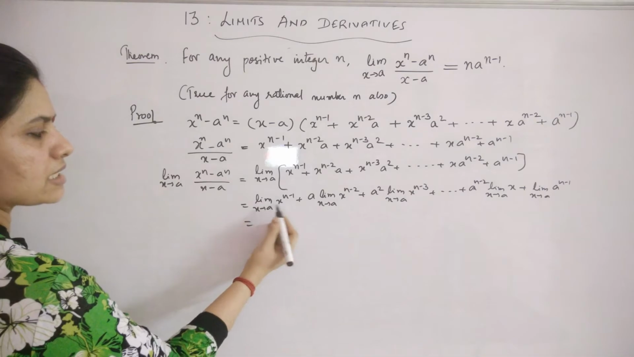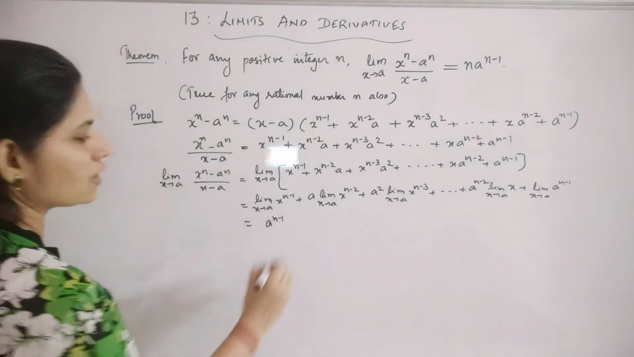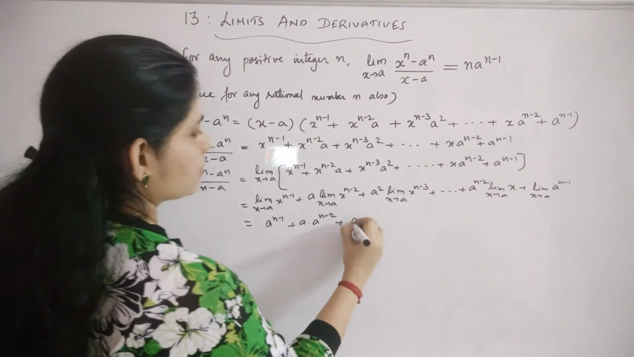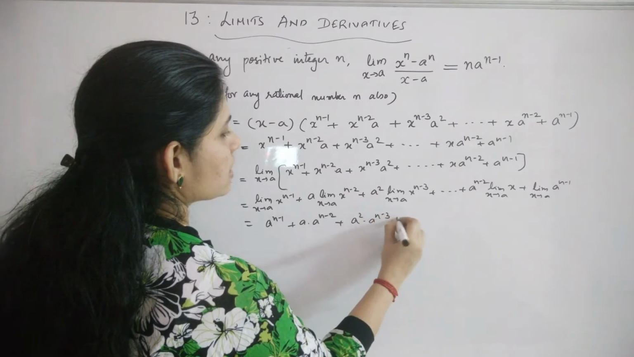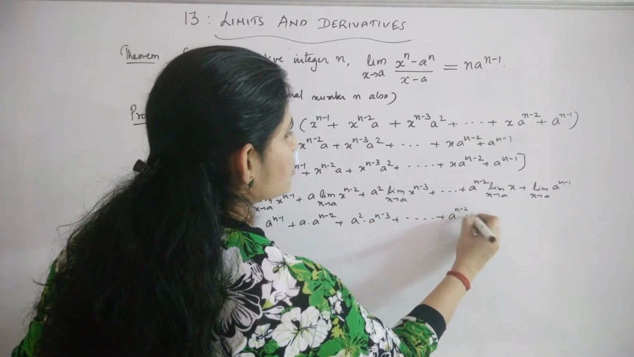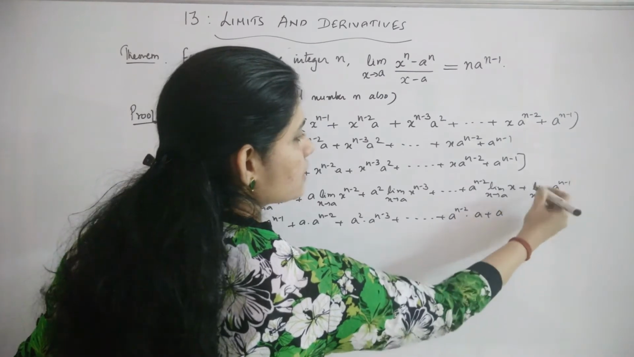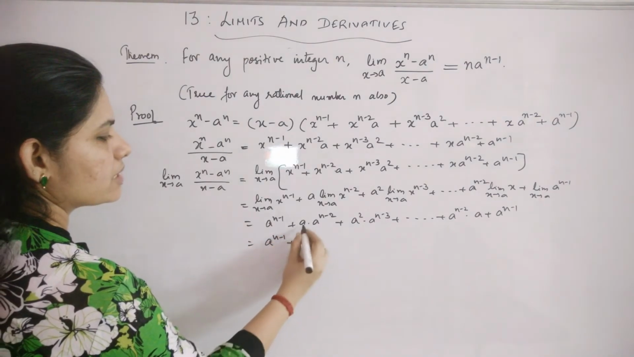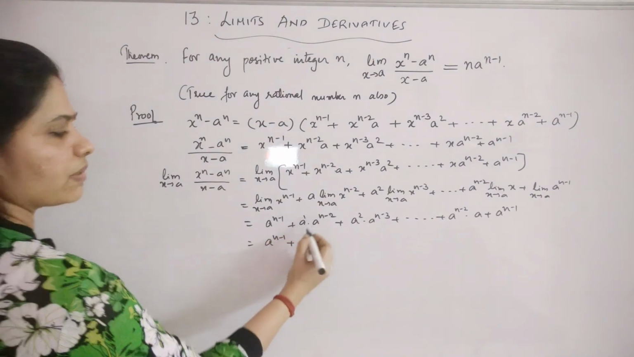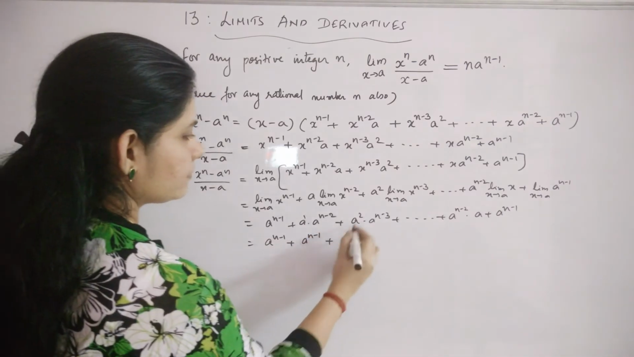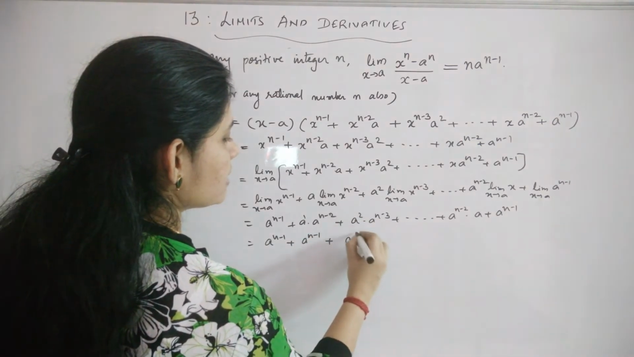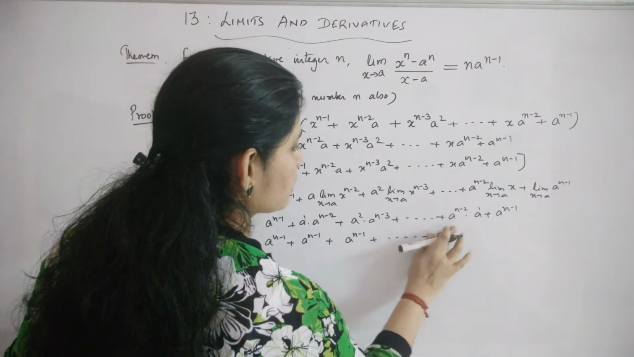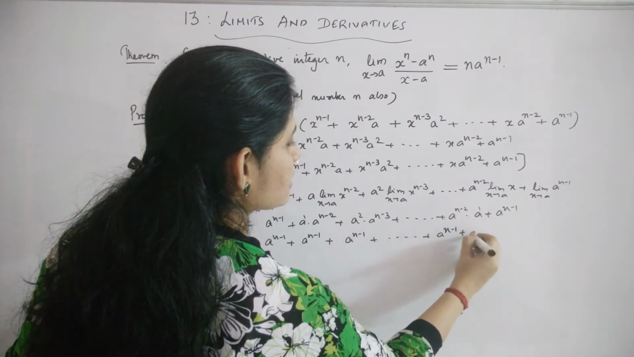Now replacing x with a, you will get first term as a raised to n minus 1, second term as a into a raised to n minus 2 plus third term a square into a raised to n minus 3 plus etc. plus a raised to n minus 2 into a plus, this will not be disturbed, so it is a raised to n minus 1 itself. Now see, a raised to n minus 1 plus this is a raised to 1, so the total power will become a raised to n minus 1 plus, here again when you add the power you will get a raised to n minus 1 plus etc. plus a raised to n minus 1 plus a raised to n minus 1.